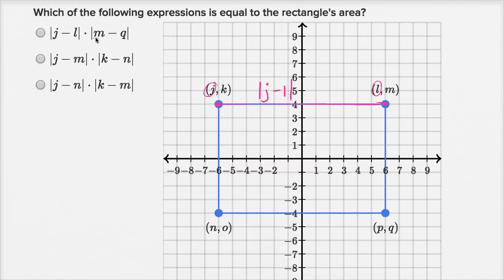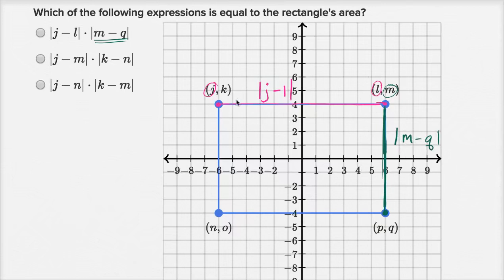So that's that. And then they have the absolute value of m minus q. So they have m over here. That's the y-coordinate here. And q is the y-coordinate down here. So the absolute value of m minus q is going to be the vertical distance between these 2 points, which is really just because the x value isn't changing. This is actually going to be the length of that side. That's going to be the absolute value of m minus q.